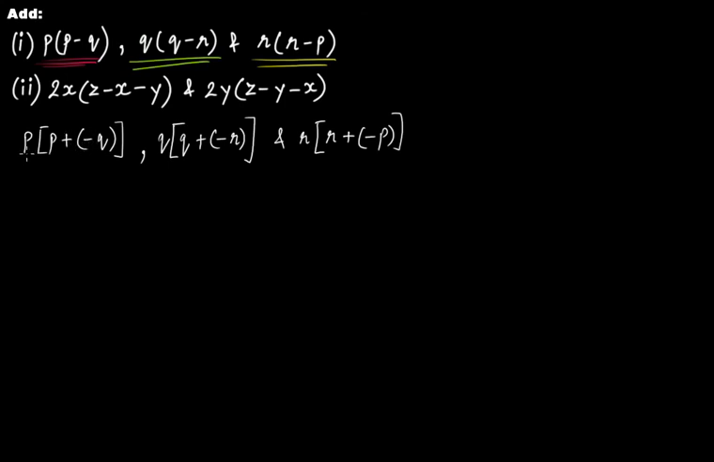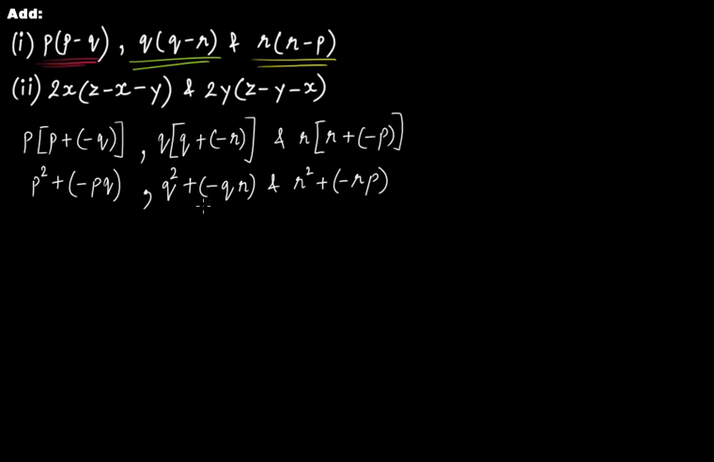Now if you multiply this p with p, you get p multiplied by p is p squared plus minus p multiplied by q. Okay, now this second algebraic expression is q multiplied by q means q squared plus minus qr, and r multiplied by r is r squared plus, this is minus p, this is r, so minus rp. So we have three algebraic expressions here.